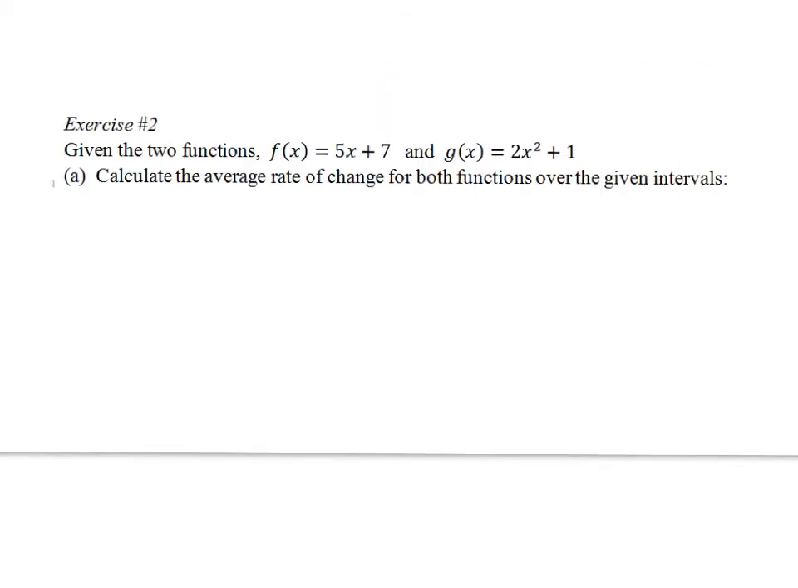In exercise number 2, we're going to use two different functions. f(x) is 5x + 7, and g(x) is 2x² + 1. We're going to calculate the average rate of change in the table in your notes for each of them. Let's do one together, and then I'll have you do the rest and compare your answers with mine.